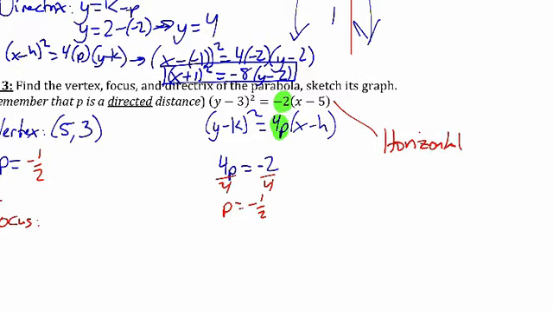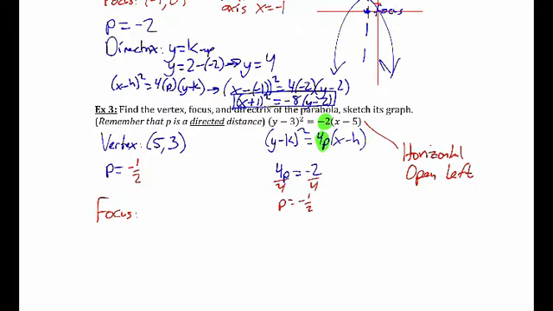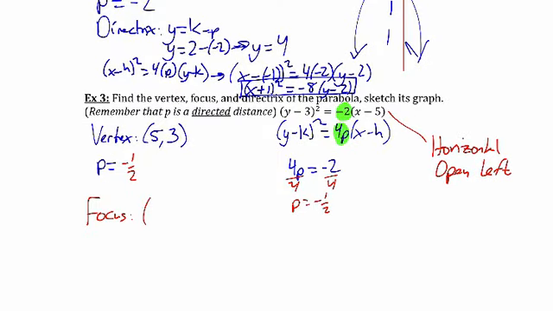And since we have a negative p-value, it's going to open to the left. So negative p-values, if it's horizontal, means to the left. If it's vertical, it means it's going to open down. Now to find the coordinates for our focus, it's going to be h plus p, using our format from the previous page. And then our y value is just going to be the k.